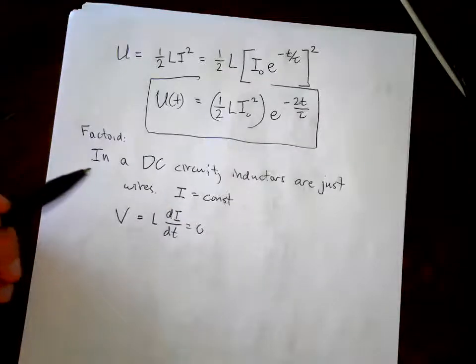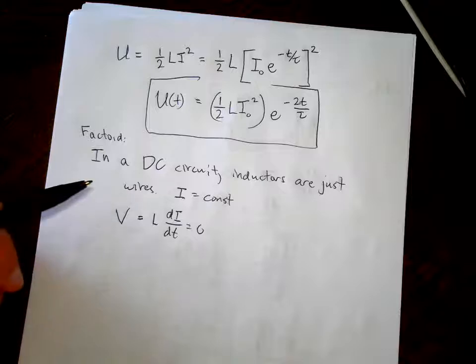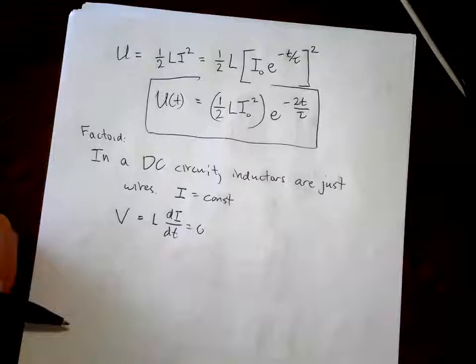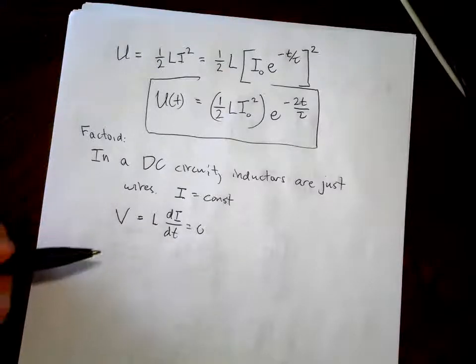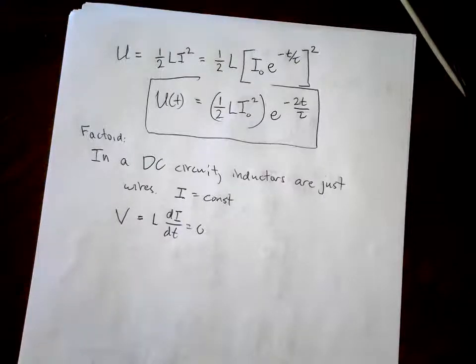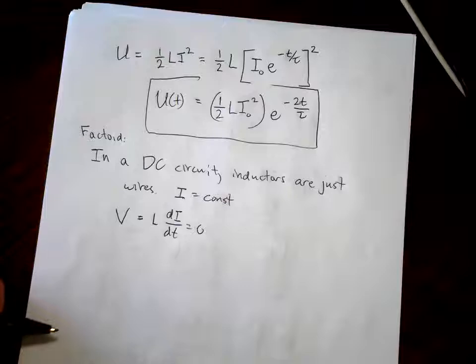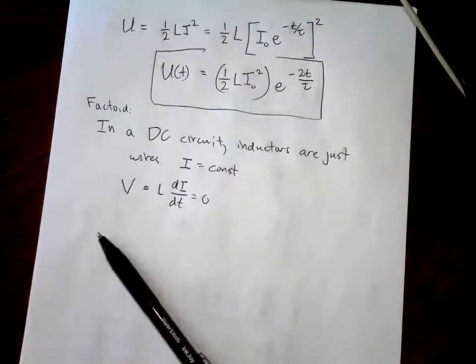So in a DC circuit, the inductors are pretty much useless, but the only time they do matter is at the moment the current goes from 0 to its DC value, so the inductor is going to care about that. There's going to be a non-zero derivative of the current. So that's pretty much the lesson.